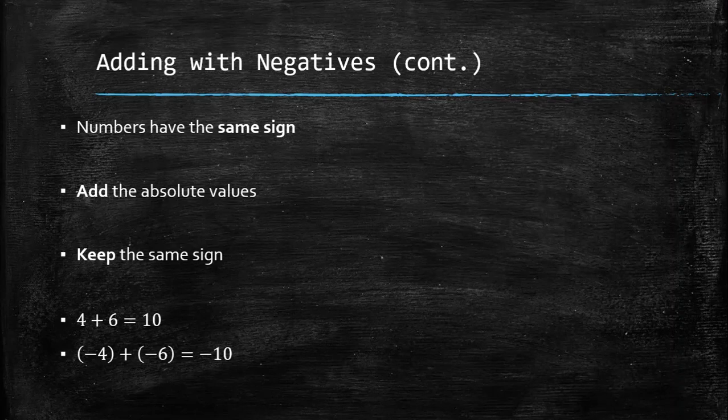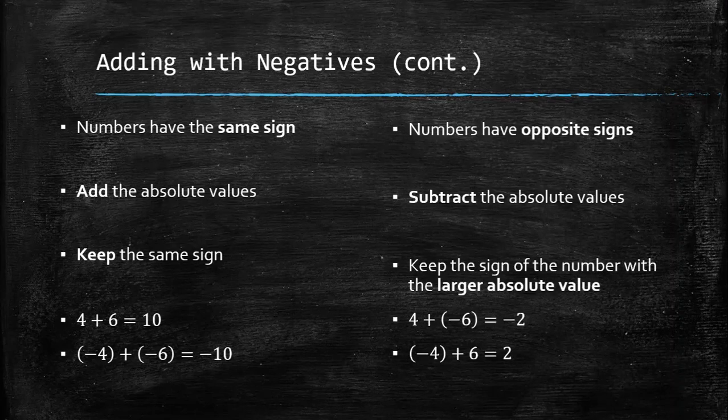It's a little bit different if we have opposite signs. So one is negative and one is positive. When we have opposite signs, we want to subtract the absolute values. And then we keep the sign of the number with the larger absolute value. So right here we've got 4 plus a -6. So 6 minus 4 is 2, but we keep the sign on the 6. Because we have a -6, our answer is -2.